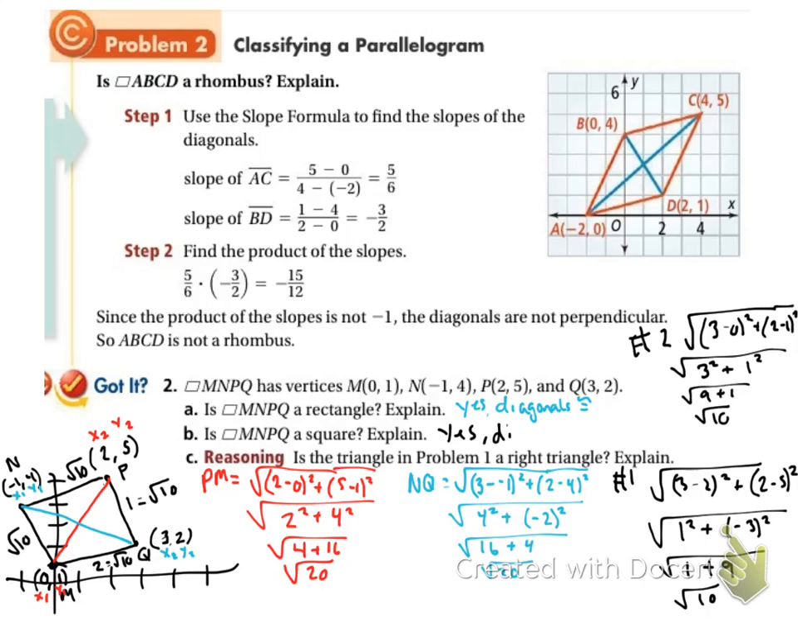So yes, diagonals congruent, and sides are congruent.